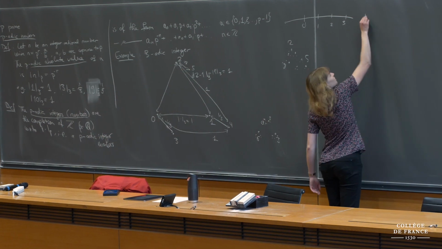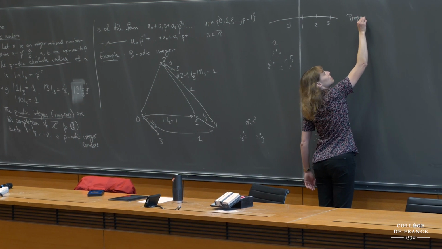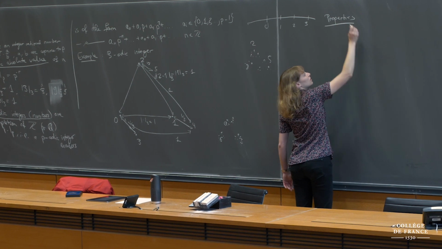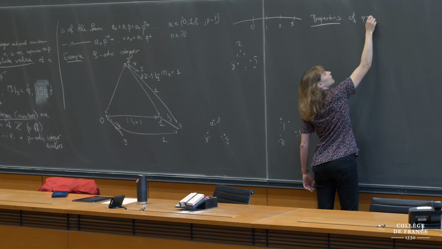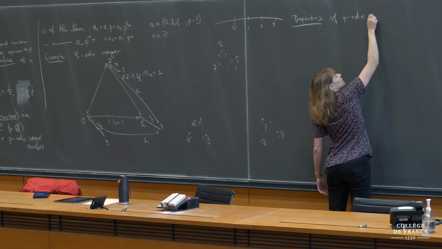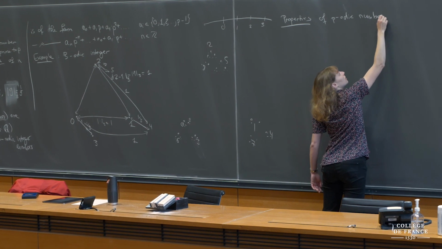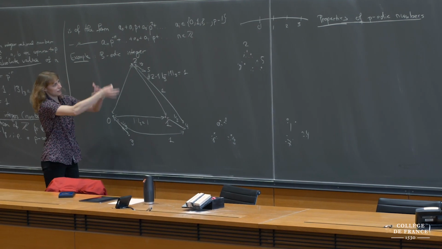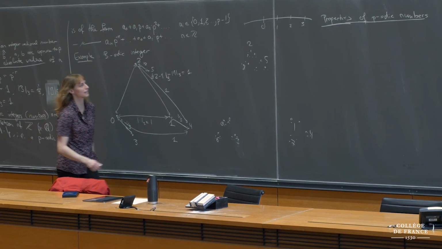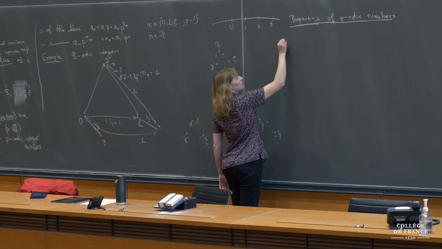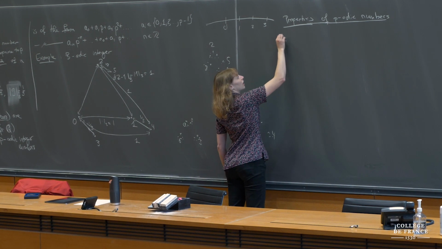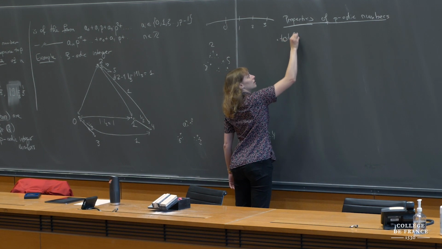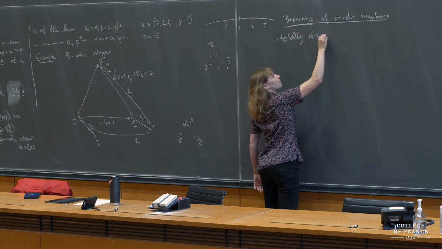So let me write this down maybe as some properties. Properties of the p-adic integers and the p-adic numbers. Well, they look very different from the real numbers. They look like this weird fractal here. So that means the topology is totally disconnected.